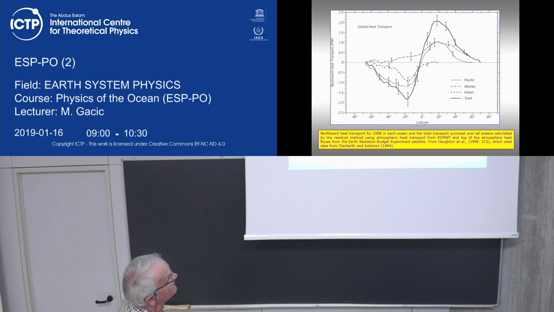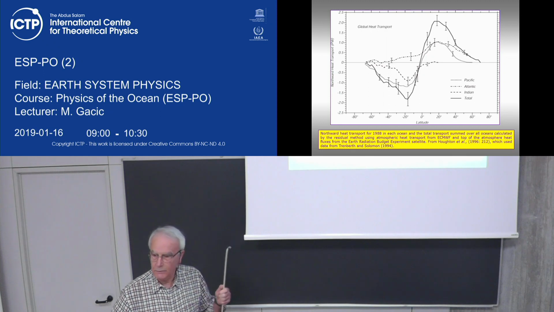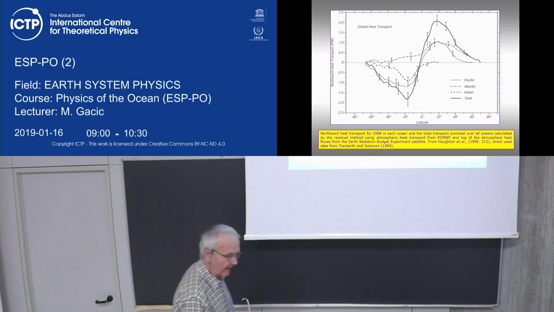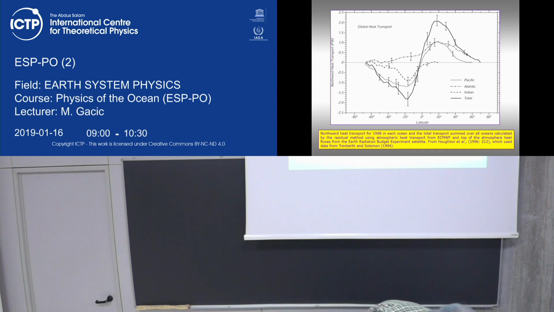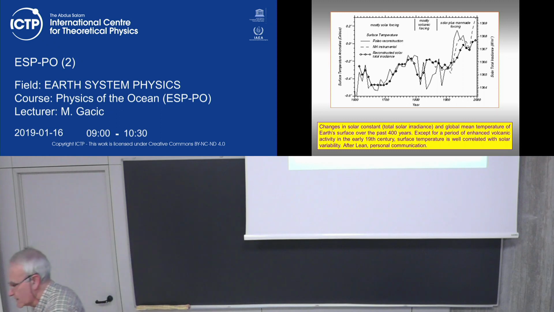So this is the total transport over all the ocean, and you can see clearly how this heat is redistributed within the Earth. Later on we will see what the currents and the circulation in the ocean are, which take care of this transport. What are the patterns of the circulation in the ocean which keep this transport alive.